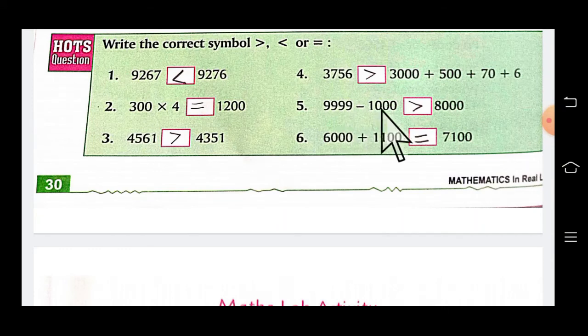Next is 9999 minus 1000. So our answer is 8999 and this side only 8000. So this number is bigger. Now next is 6000 plus 1100. So the answer is 7100 and this is also 7100. So the answer is equal.